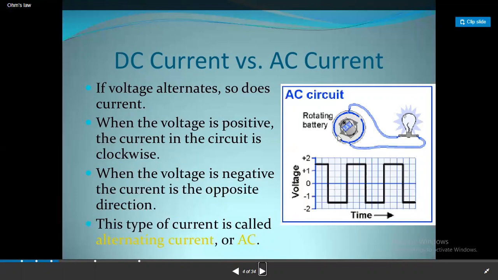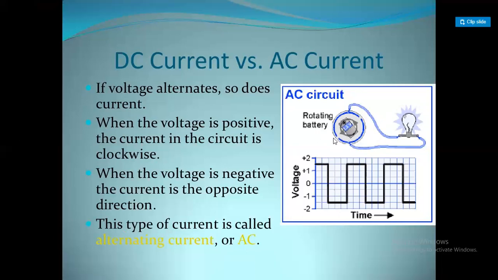This kind of voltage or current is called an alternating current circuit or alternating voltage circuit, right? If the voltage alternates, so does the current. When the voltage is positive, the current direction is clockwise, so we can say the current is going one way over here. When the voltage is negative, the current goes the other way around. This is possible, children, if you use a device like a dynamo; we get alternating current. In our household supply, we get AC current.